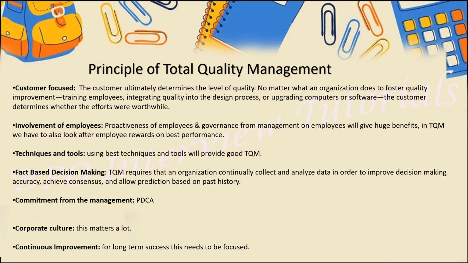Next, involvement of the employees. For example, if I'm working with a new process which recently came to my location, and I have certain employees aligned to it, approximately 20 in strength. There is a team leader, there is a subject matter expert, and many more are working alongside the employees. But at the end, the proactiveness of the employees and the governance from the management over the employees will give a good benefit in total quality management.